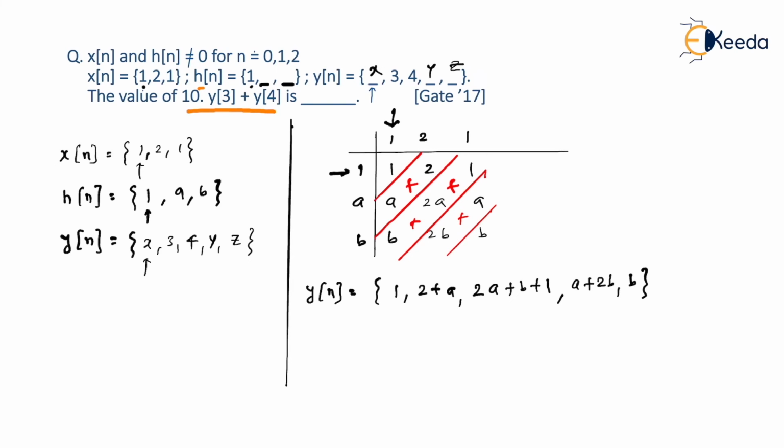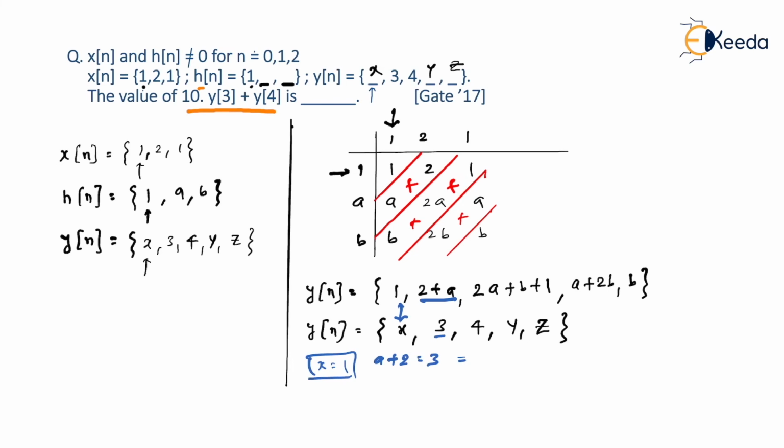Now you can compare this y of n with the given y of n. Let me write the given y of n just below this: x comma 3 comma 4 comma y comma z. Just by comparison, element wise, you will come to know the value of x is 1. Also, you can compare this 3 with 2 plus a. If a plus 2 is equal to 3, the value of a comes out to be 1.